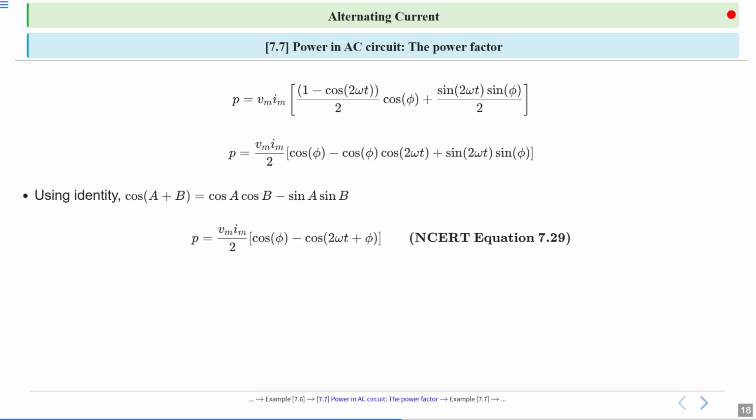So P will be equal to Vm Im by 2 cos phi and minus, which we have taken common, and the remaining term will become cos A plus B, meaning cos 2 omega t plus phi. This is NCERT question 7.29, where cos phi is constant and not a function of time.